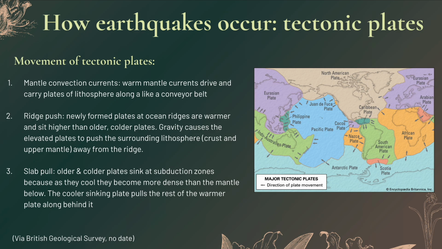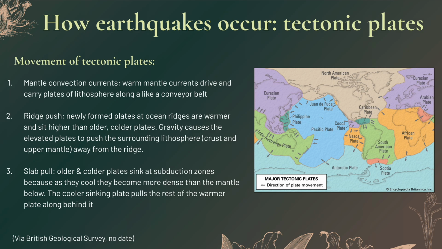Second, ridge push. Newly formed plates at ocean ridges are warmer and they sit higher than the older and colder plates, and gravity causes these elevated plates to push the surrounding lithosphere, which is the crust and the upper mantle, away from the ridge. Lastly, slab pull. Older and colder plates sink at subduction zones because as they cool, they become more dense than the mantle below. The cooler sinking plate pulls the rest of the warmer plate along behind it.